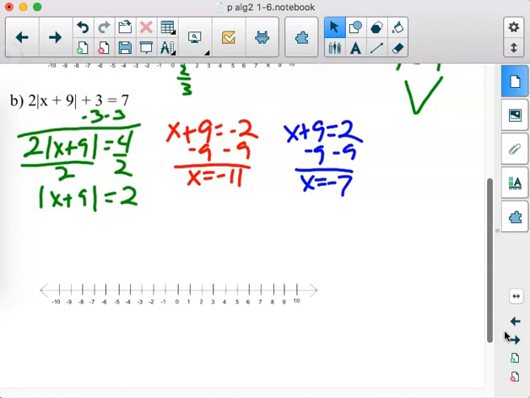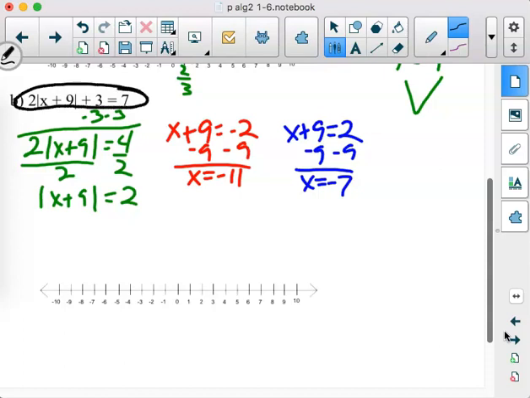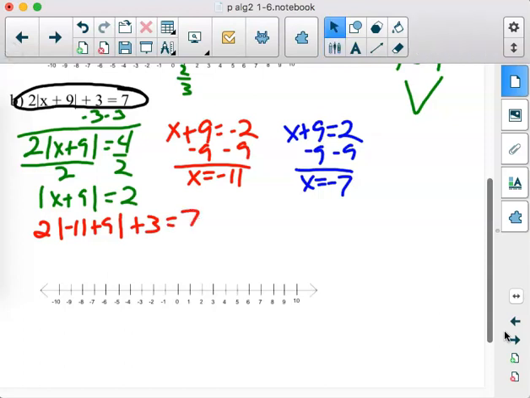Two very likable answers right there. I mean, they're not even fractions, but I gotta plug them in back up here to see if they work. So 2 times the absolute value of -11 plus 9, plus 3 has to equal 7.